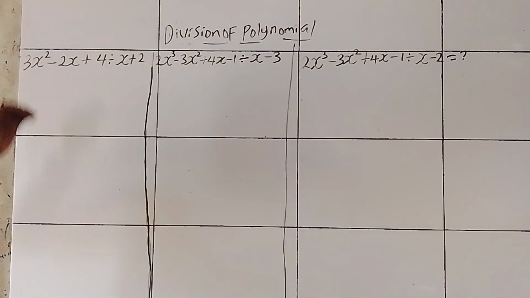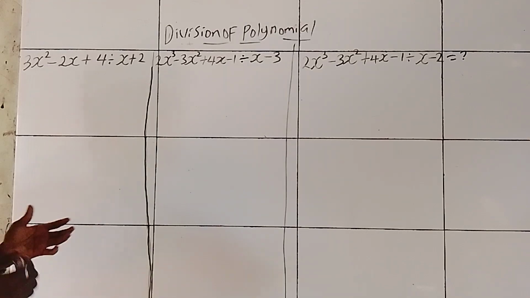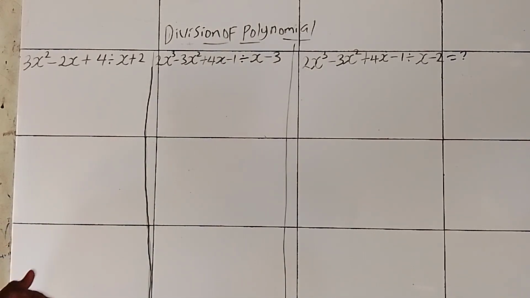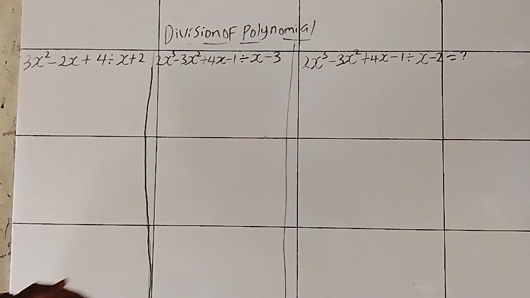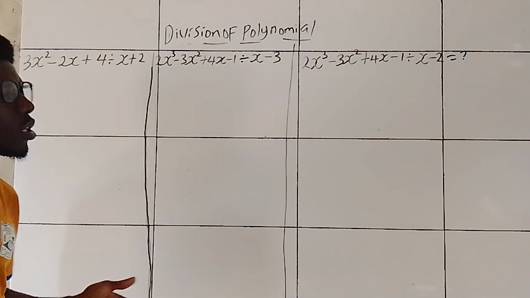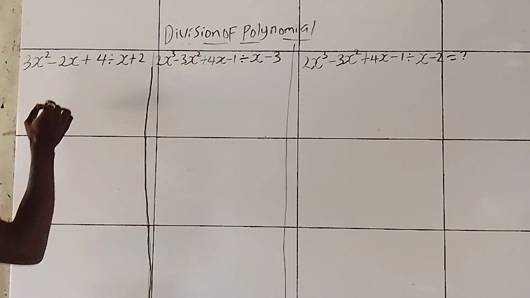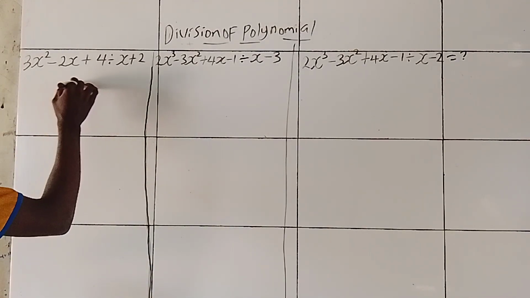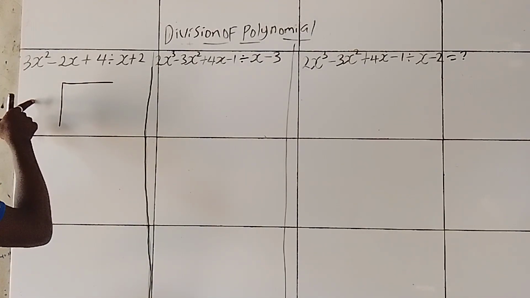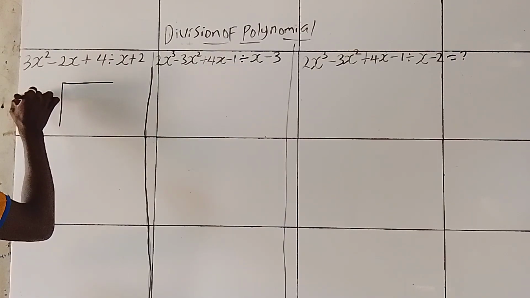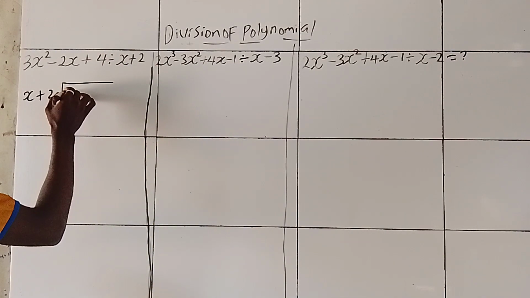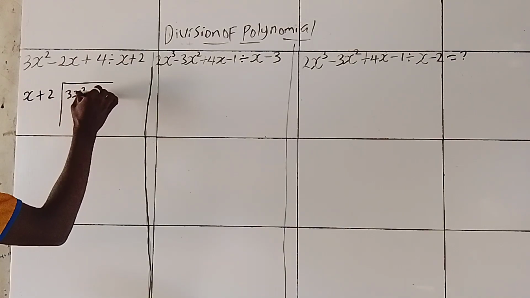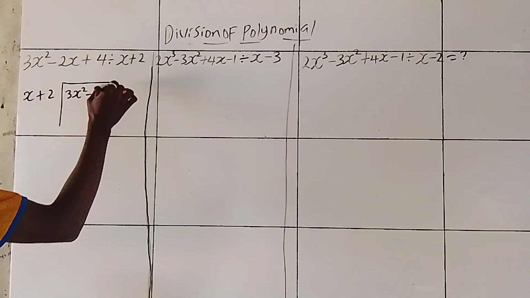Now, here we have 3x squared minus 2x plus 4 divided by x plus 2. So this is our dividend and this is our divisor. Now all we need to do is make use of the long division method to solve this. As you know, our divisor will always be outside. And what is our divisor? x plus 2, right? Our dividend will be inside: 3x squared minus 2x plus 4, right?